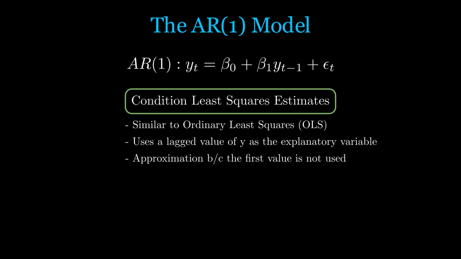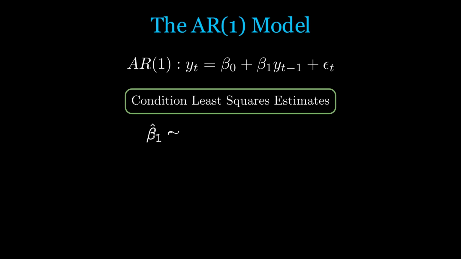Using conditional least squares, we can approximate beta 1 as the lag 1 autocorrelation statistic from earlier in the video, and beta 0 as the sample mean of y times 1 minus beta hat 1. We'll go through an example later in the video.